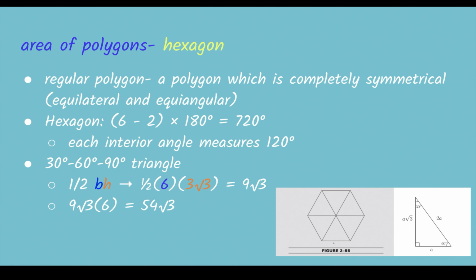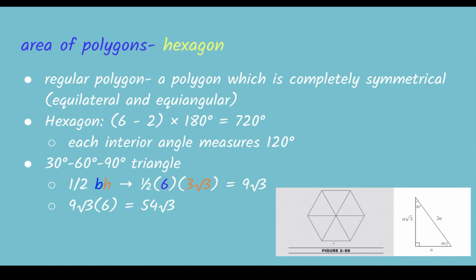And I want to mention that each of these interior angles, so 1, 2, 3, 4, 5, 6, each of them measures 120 degrees. And because of that, we're going to want to cut up each of these triangles into 2 so they can turn into 30, 60, 90 degree triangles like this. So we can use these to solve for the area.